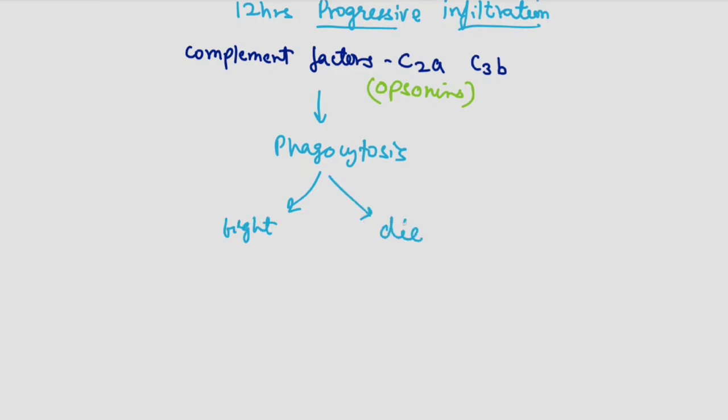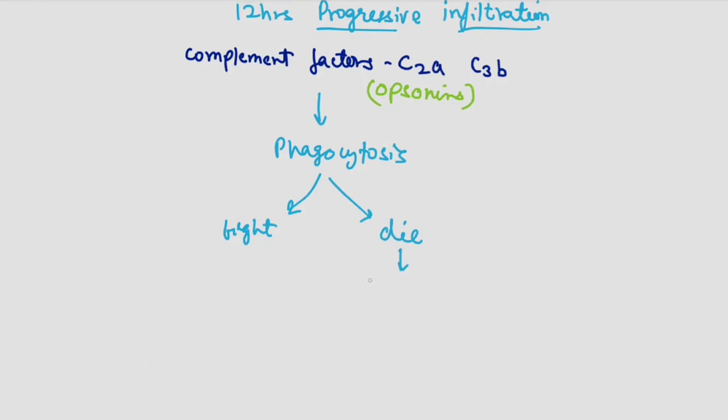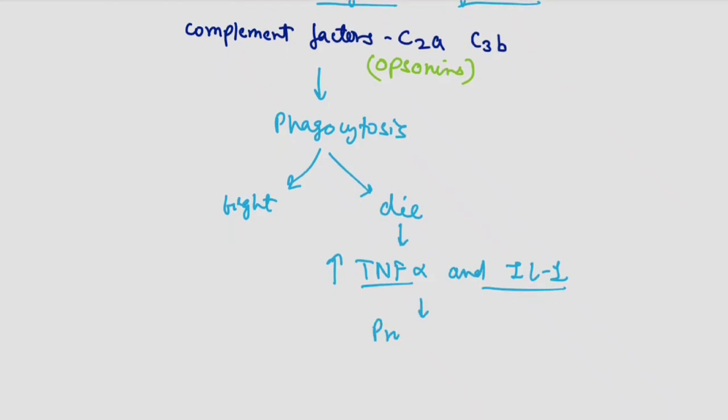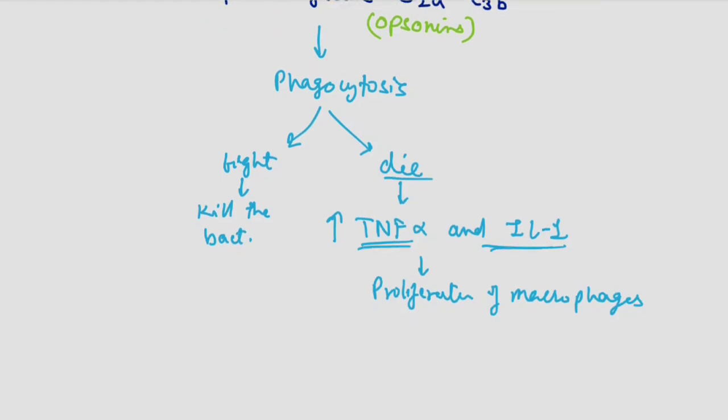or it can die. In this case, it will release cytokines like TNF alpha and IL-1, that is interleukin 1. That is, there is increased synthesis of these cytokines, and then there is more proliferation of the macrophages. In the first case, when they fight, they will kill the bacteria, but they can die themselves. In that case, this process will take place.